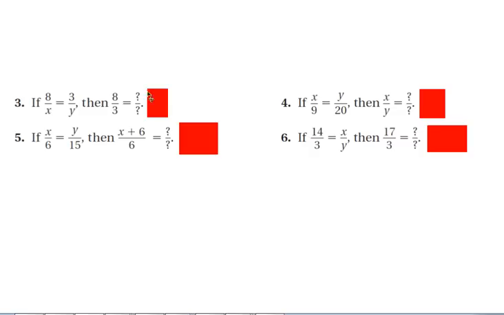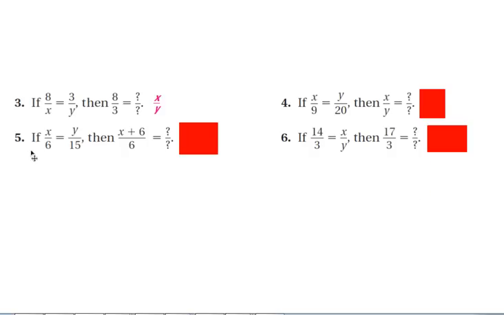Alright, let's take a look. Number 3 here. The answer, 8 over x equals 3 over y. If we have that, then 8 over 3 equals what? All we did was we moved 3 down here. It switched places with the x. The y should stay the same. This was that third property there, and the answer is x over y.